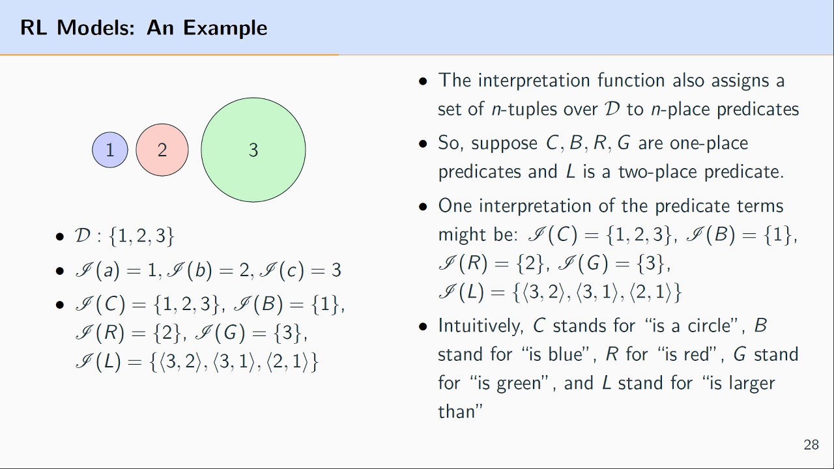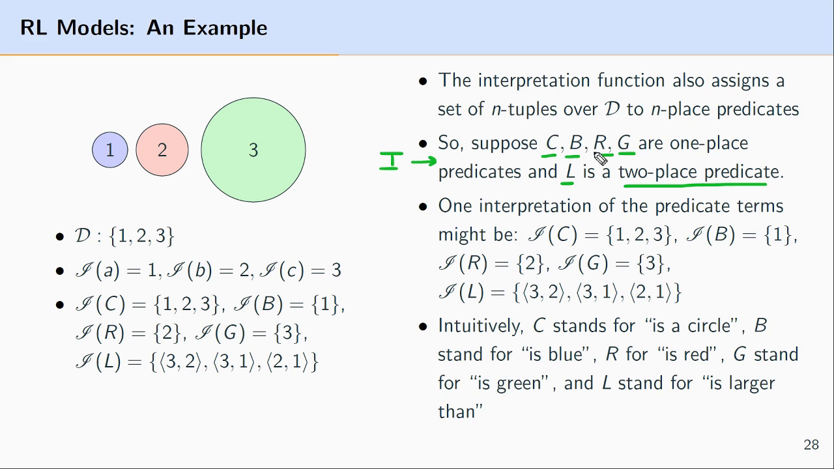Now that we have an interpretation of all the names, the next thing the interpretation function does is assign sets of n tuples to the n-place predicate terms. So it's going to interpret the meaning of those n-place predicate terms in terms of a set of n tuples drawn from or over the domain. So let's look at this particular example that we have here. So let's take 4 one-place predicate terms and then 1 two-place predicate term. So what the interpretation function is going to do is assign these terms some meaning.